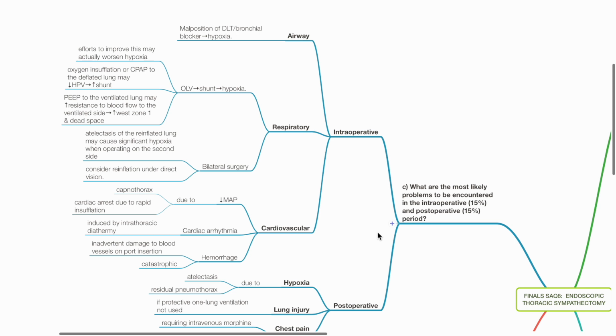PEEP to the ventilated lung may increase resistance to blood flow to the ventilated site, increasing West Zone 1 and dead space. For bilateral surgery, atelectasis of the reinflated lung may cause significant hypoxia when operating on the second side. Consider reinflation under direct vision.